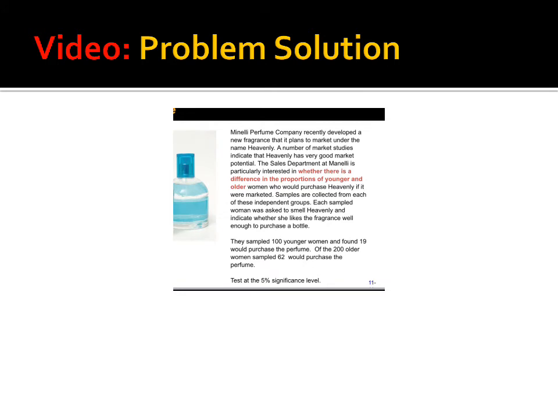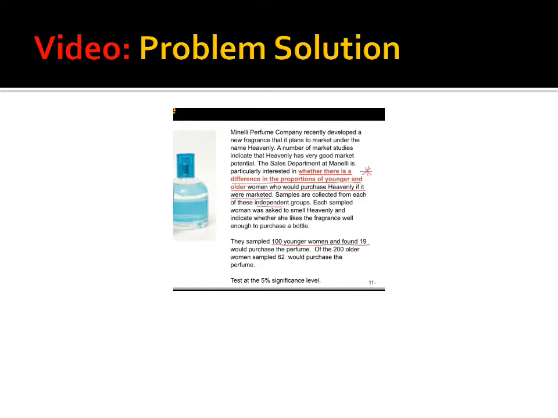So here we go. Manelli Perfume Company recently developed a new fragrance it plans to market under the name Heavenly. A number of market studies indicate that Heavenly has good market potential. The sales department is particularly interested in whether there is a difference in the proportion of younger and older women who would purchase Heavenly if it were marketed. So there's our question. So samples are then collected from each of the independent groups. Each sampled woman was asked to smell Heavenly and indicate whether she likes the fragrance well enough to purchase the bottle.